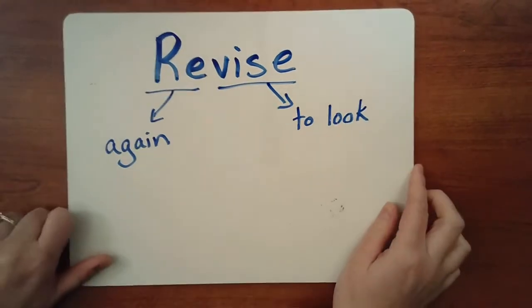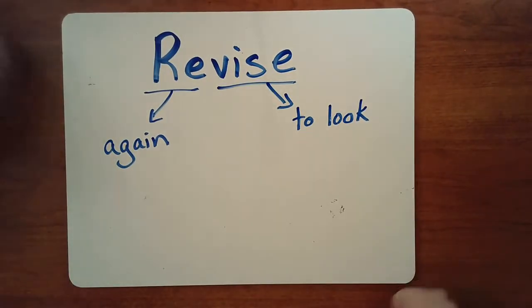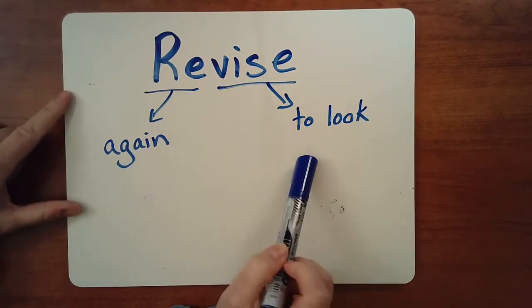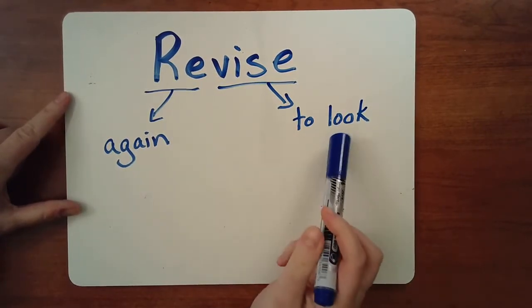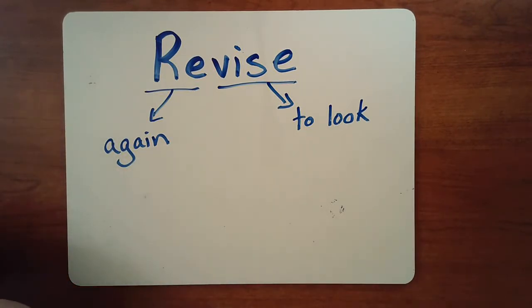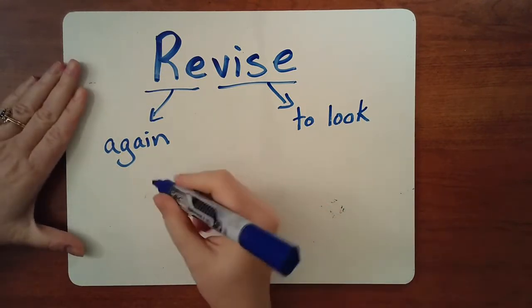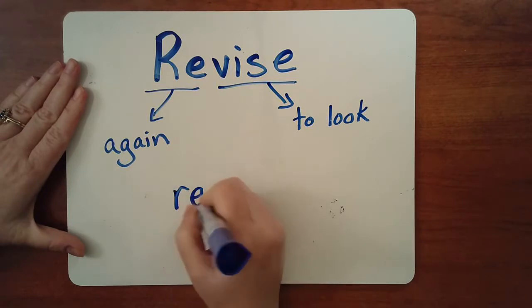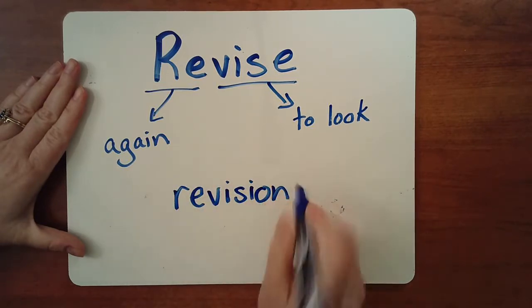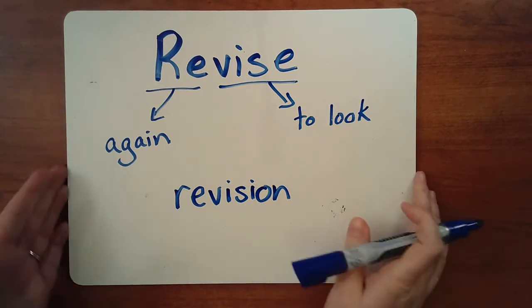What we are going to do is we are going to revise. And we remember that the prefix re means again, and vise means to look. So when we revise our writing, we look at it again. We look at it again to see if there's anything we missed, anything we need to add, or anything we can do to make it better. And after we look at it, we make changes. And those changes are called a revision. A revision is what we need to do when we're making a change.